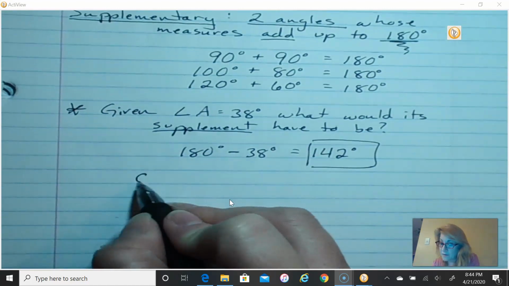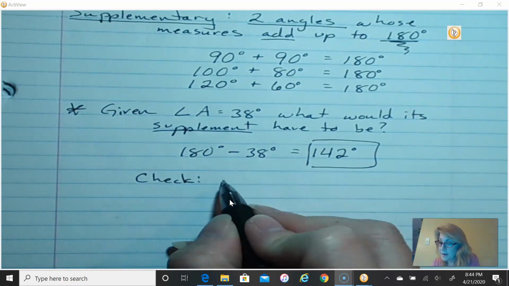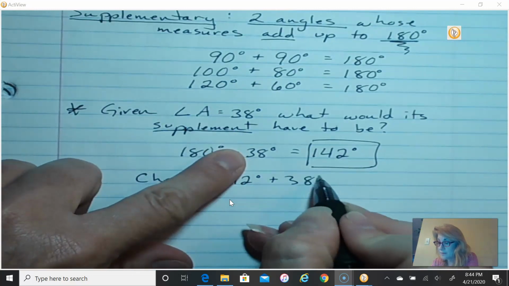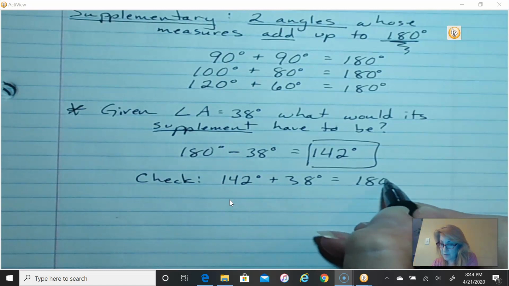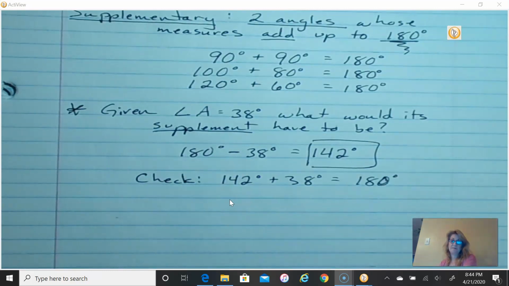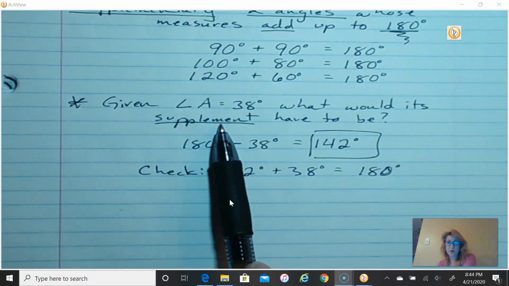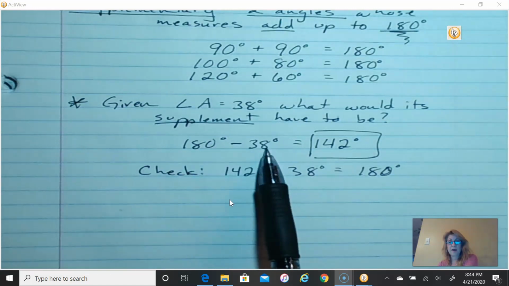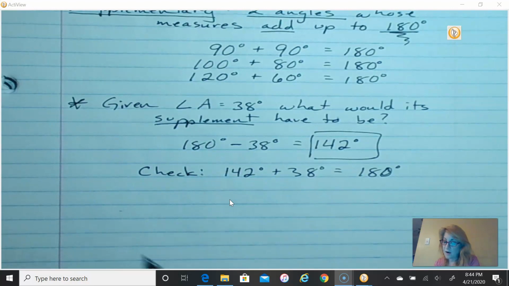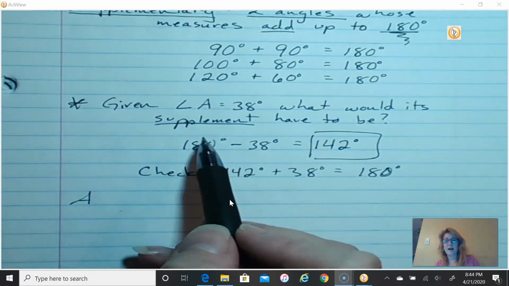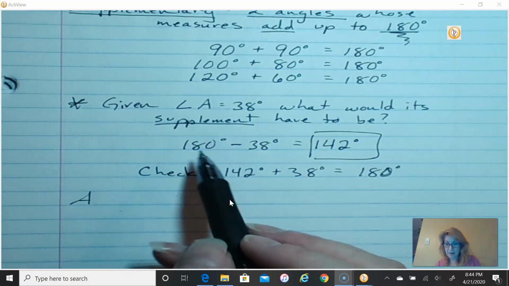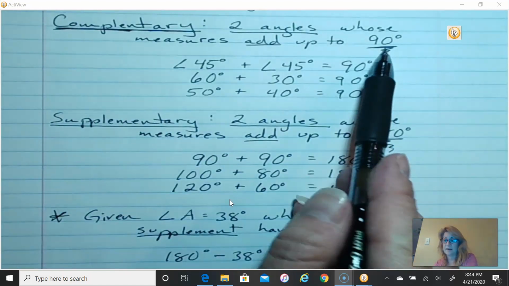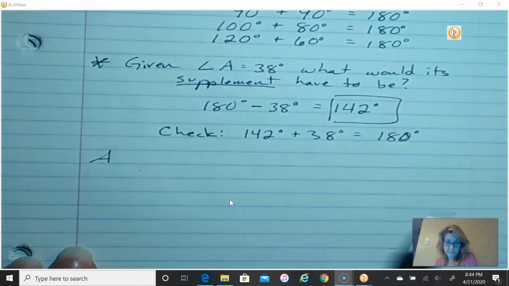You can check that out by adding 142 degrees plus 38 degrees. That would give you 180 degrees. Okay, so if ever I ask, or a book or whatever says give the supplement of the angle, I would subtract 180 minus whatever that is. Okay? All right. If they ask for a complement, you would do the exact same thing, but you would change out the 180 for 90 because complementary is 90. Okay.